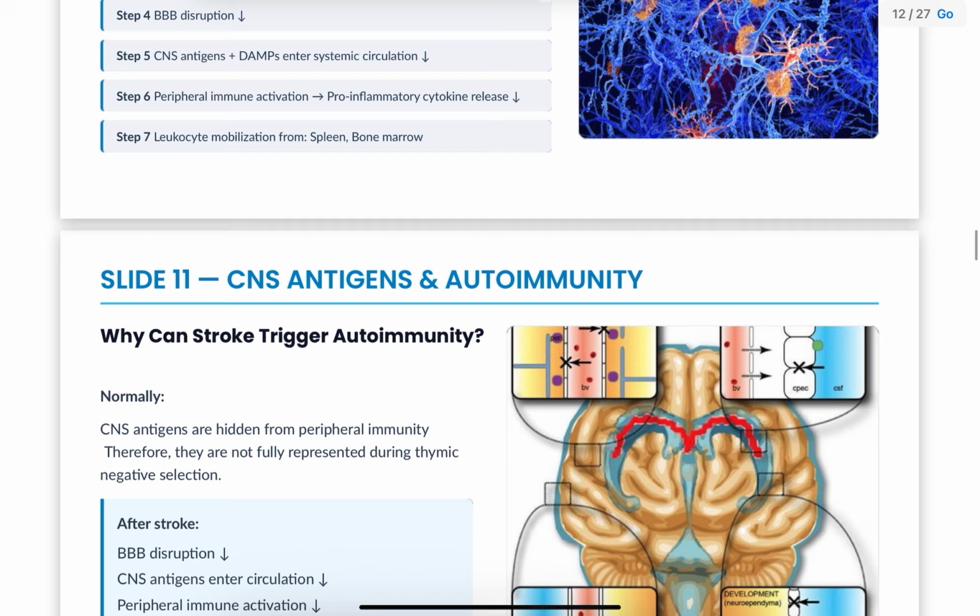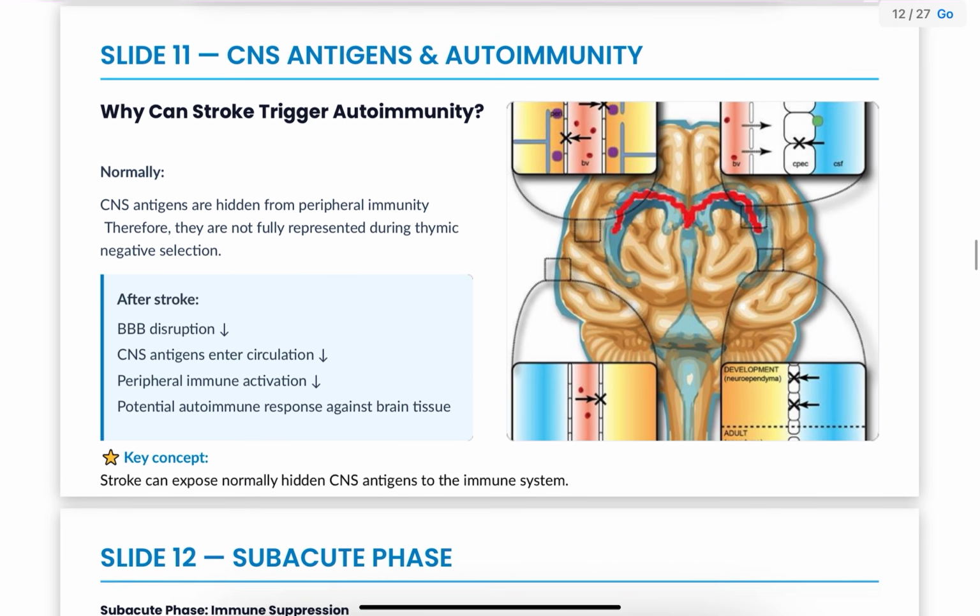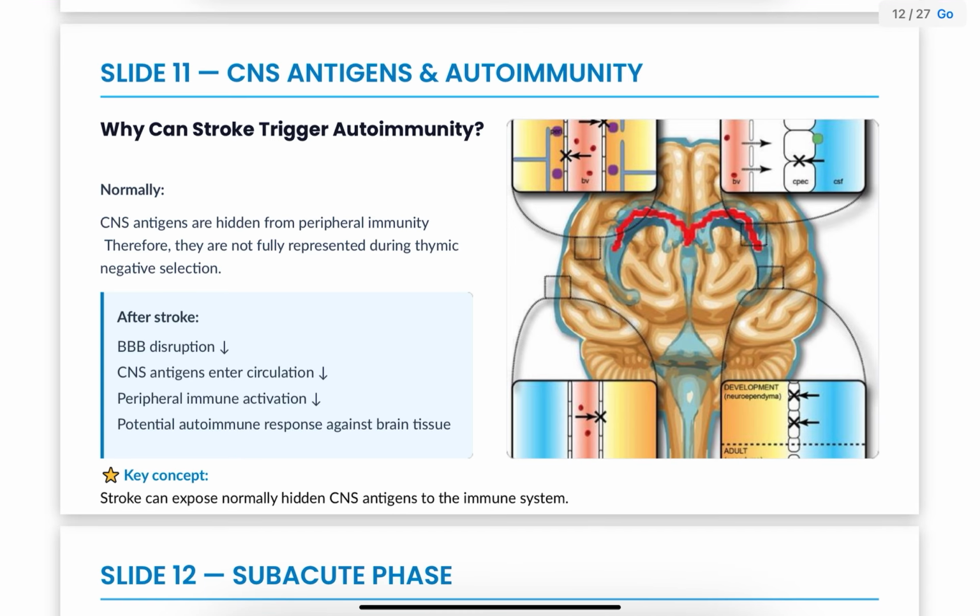Now let's move on to talking about the CNS antigens and autoimmunity. This is another consequence of the blood-brain barrier disruption. Normally, many CNS antigens are hidden from the peripheral nervous system. We know that they are hidden because these antigens are sequestered and may not have been fully represented during the thymic negative selection.